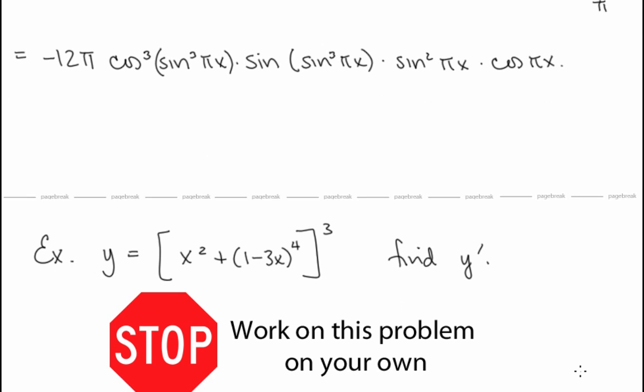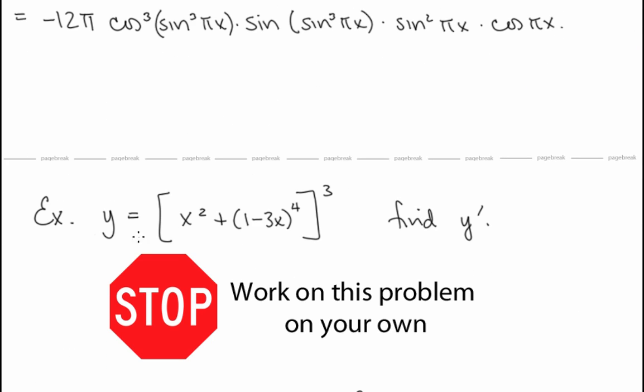Let's take a look at another. Here we have y equals x squared plus 1 minus 3x to the 4th, all to the 3rd power. And you're asked to find y prime. So again, this is going to be a series of compositions. I want you to go slowly, just like we did in the last problem. Use the d by dx notation to help you along, and find y prime. So please pause the video and work on that.